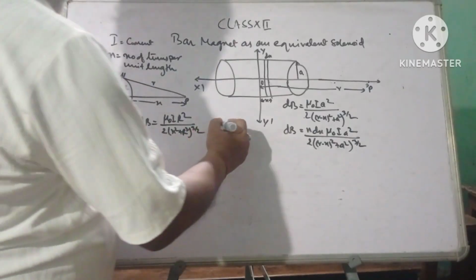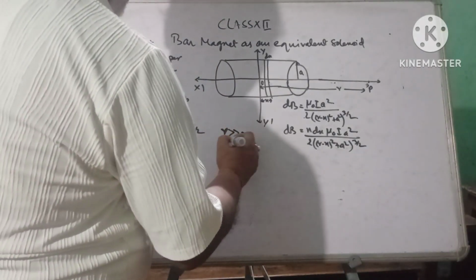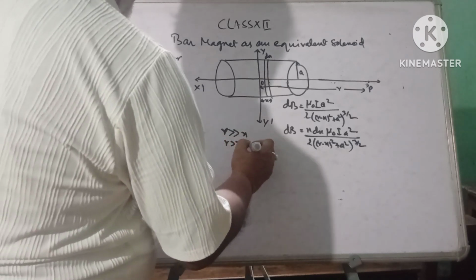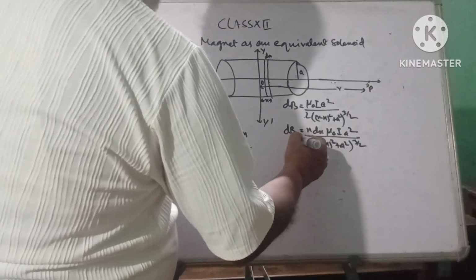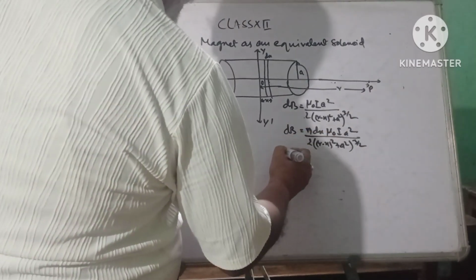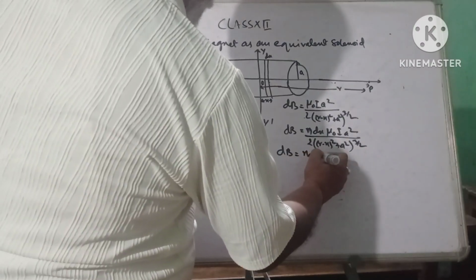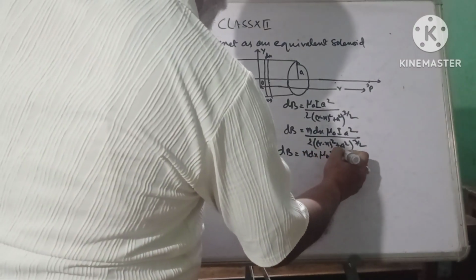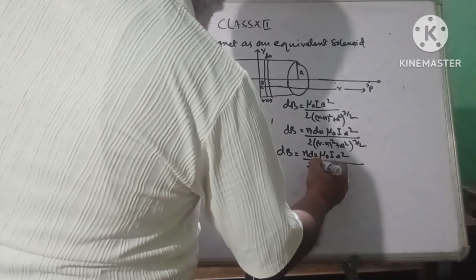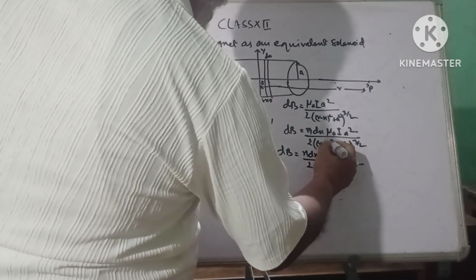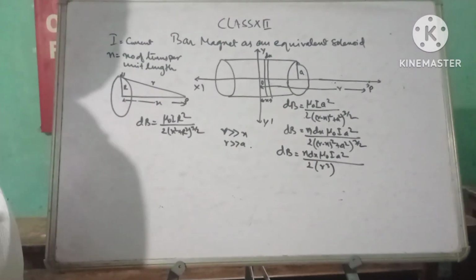Now if you take r greater than x, and r very much greater than a, then the magnetic field dB will be n dx mu naught I a square by 2. These two terms are neglected, so the denominator will be r square to the power 3/2, that is r cube.